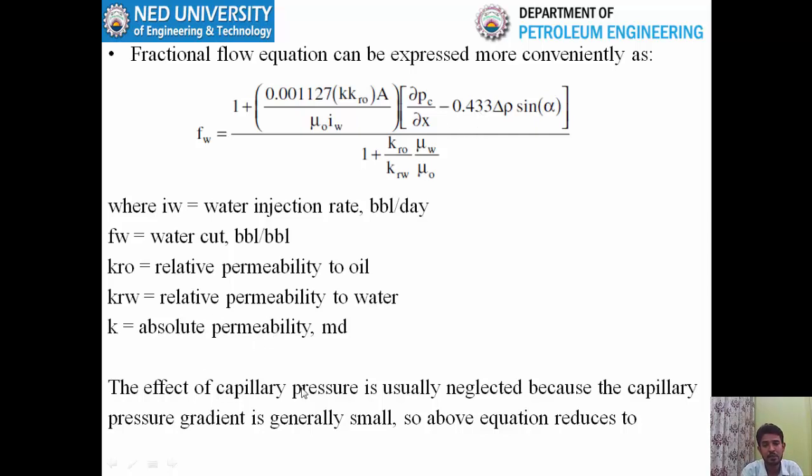Generally the effect of capillary pressure is neglected because capillary forces are very small. When you have Darcy flow, the Darcy forces result from the pressure difference between the injection well and the production well. Darcy forces arise when you have hundreds of psi difference between the injection and the reservoir pressure, but capillary forces are generally in the range of tens of psi, 40 or 50 psi. In many cases it can be as high as 100 psi, but capillary forces are generally very small compared to Darcy forces.